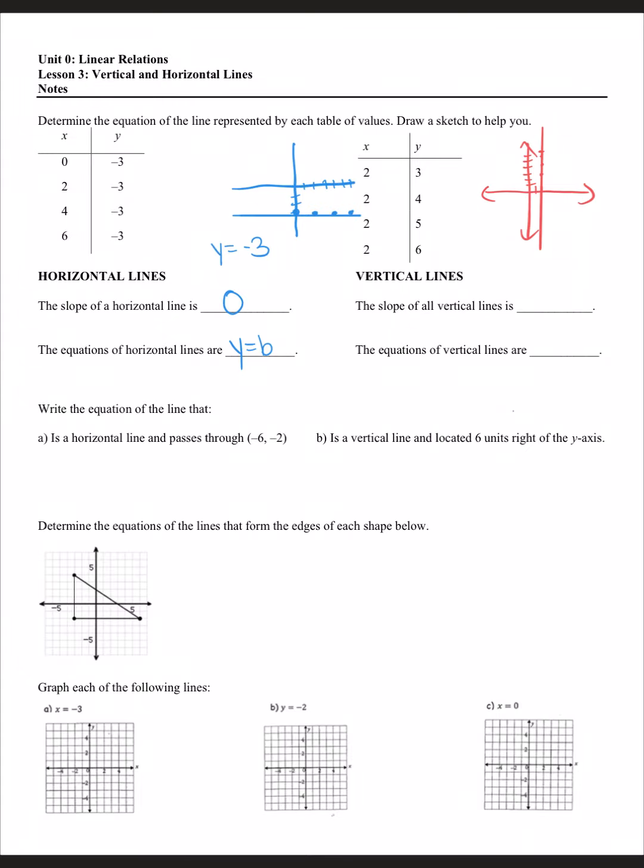So if we were going to write the equation for this, because what's consistent is that our x value is always equal to 2, that's the equation for a vertical line. So x is equal to 2.